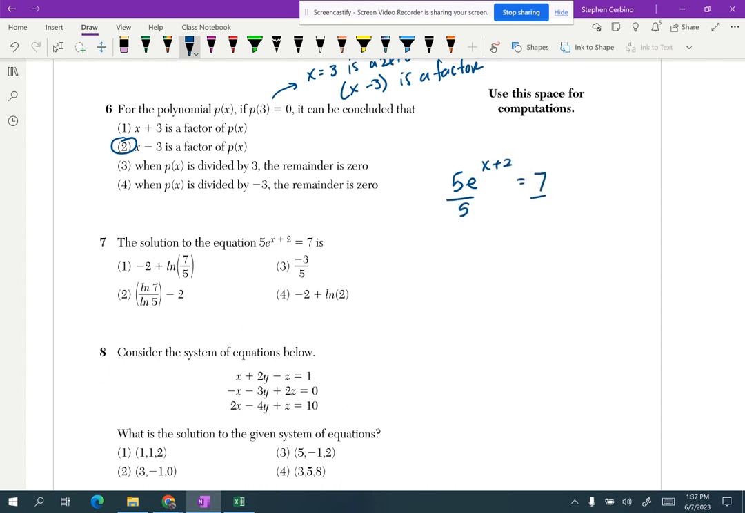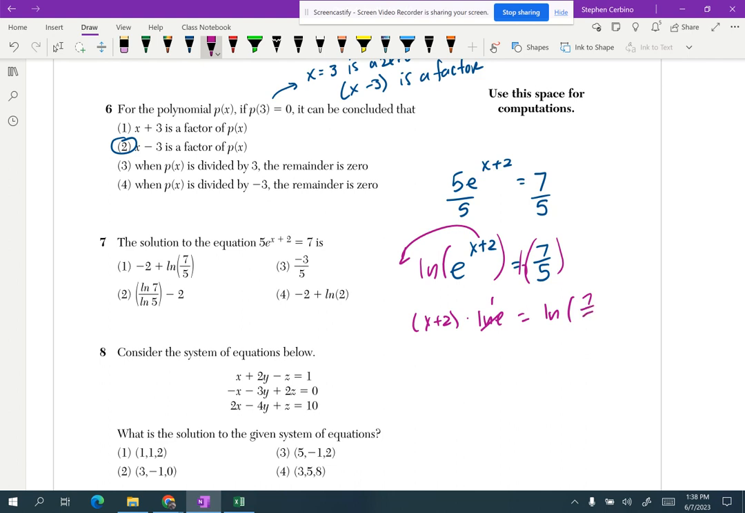First step, I would be dividing by 5. Look at your choices. They all have fractions in it, so don't change the fraction. Just leave it 7/5. Then we would natural log both sides. This comes to the front. So we have x plus 2 times the natural log of e, which we know is 1, equals the natural log of 7/5.